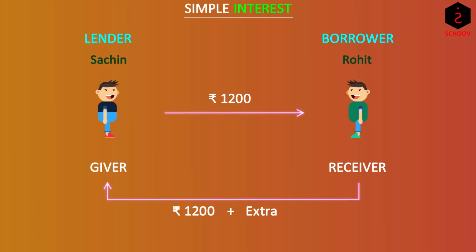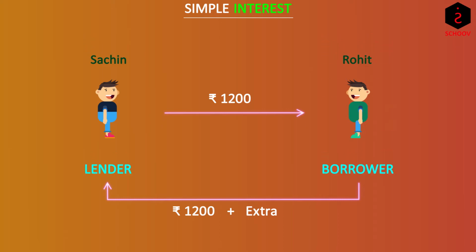However, there is a difference between giver and lender, receiver and borrower. A giver just gives. He does not expect anything in return, but a lender expects something in return. Similarly, a receiver does not have to give anything in return, whereas the borrower has to return. And hence, they are called lender and borrower.